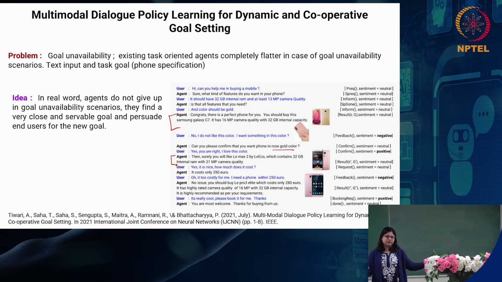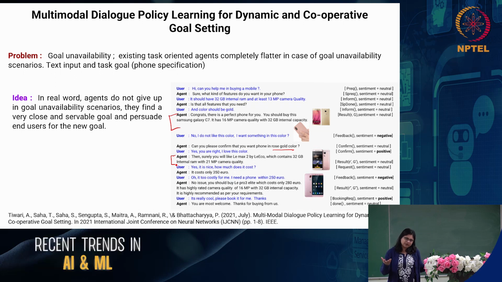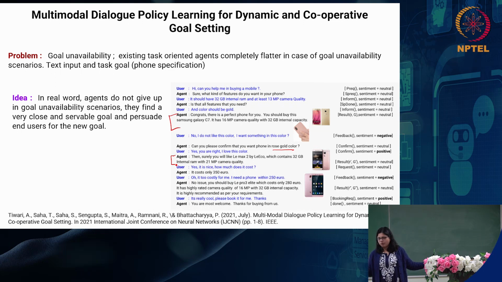Maybe the product is not available, or the user has changed his mind. There could be many different reasons because of which there is a change in the goal. This situation is very common when you are designing a dialogue system, and this is called the dynamic goal change. And you have to handle that. So here this has happened.